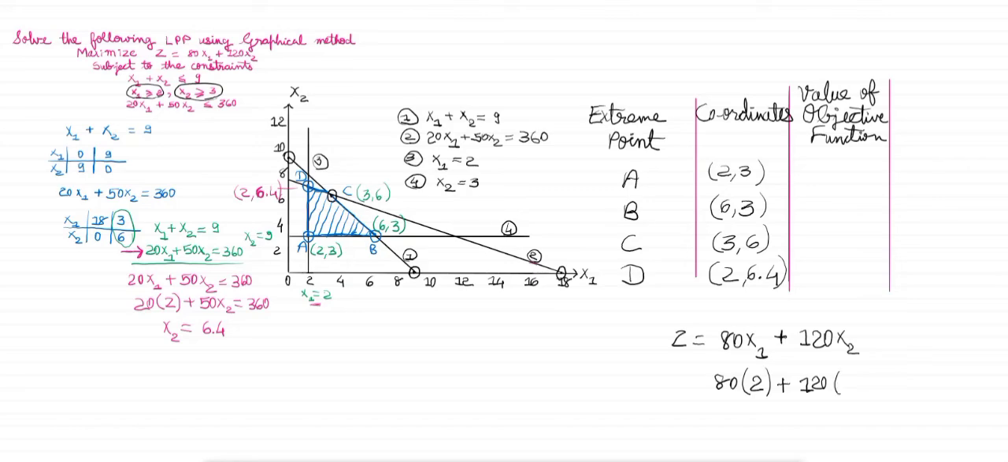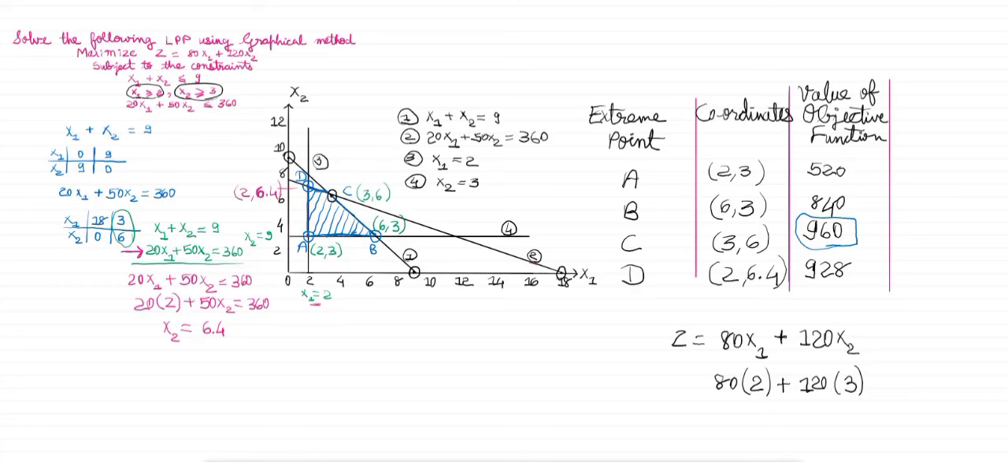So for the first one, it will be 80 into 2 plus 120 into 3, which comes out to be 520. Then for the second one, 80 into 6 plus 120 into 3, it comes as 840. Then 80 into 3 plus 120 into 6, it is 960. And 80 into 2 plus 120 into 6.4, this comes out to be 928. Now our question was to maximize. We had to maximize the objective function. So we'll take the maximum value, which here is 960.